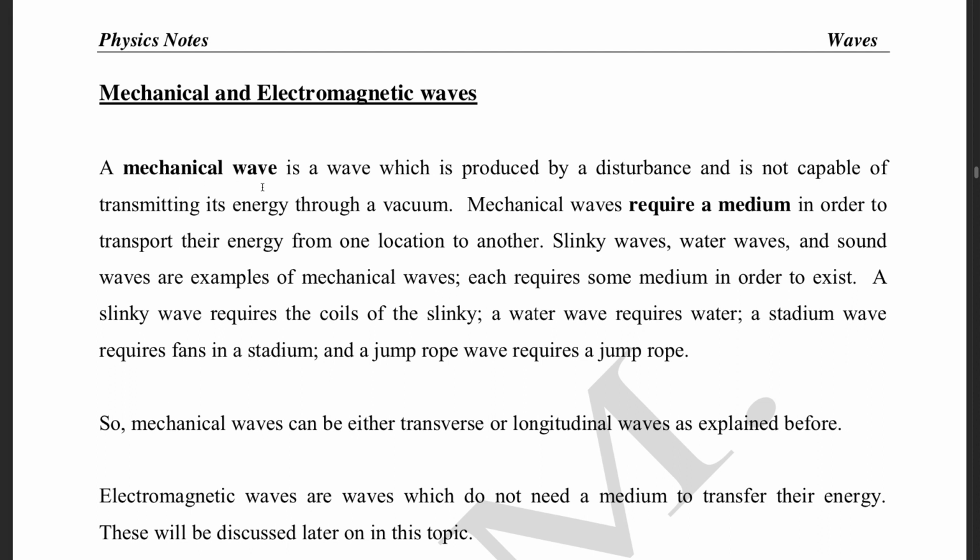A mechanical wave is a wave which is produced by a disturbance and is not capable of transmitting its energy through a vacuum. We've already discussed a type of wave that can travel through a vacuum. Can you remember what this type of wave is? We will talk about it later on in this lesson.